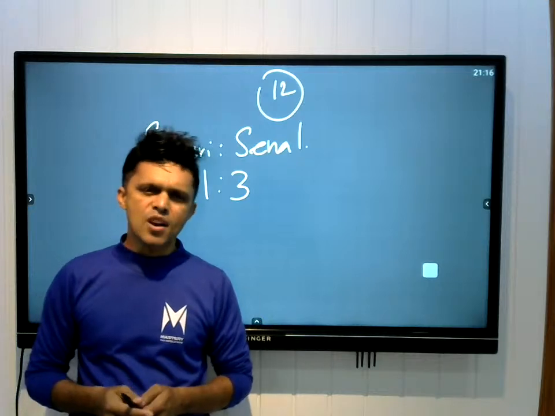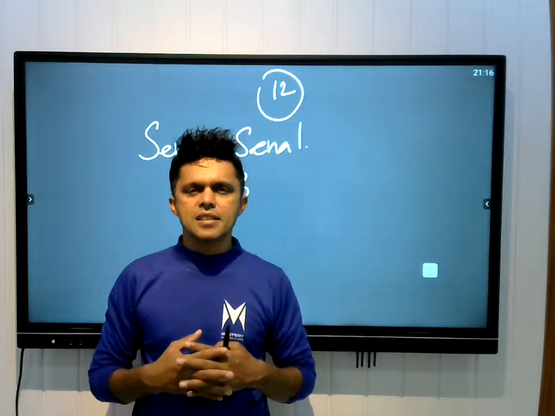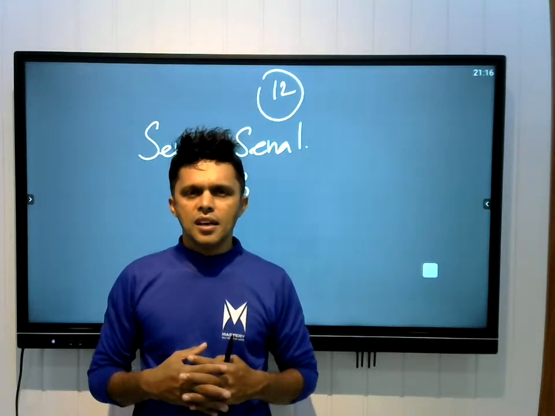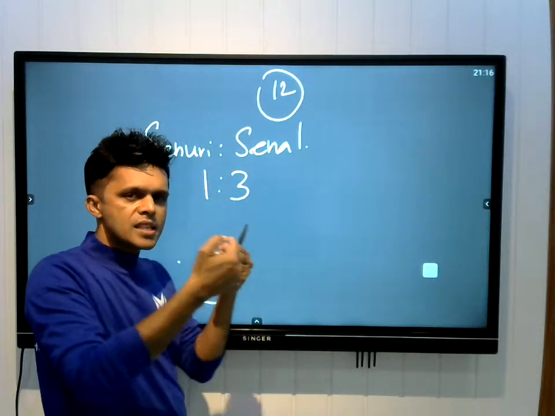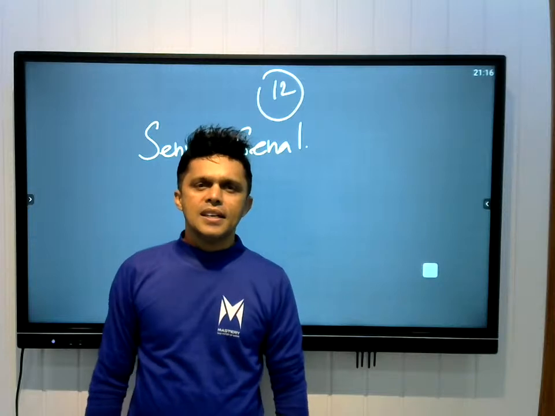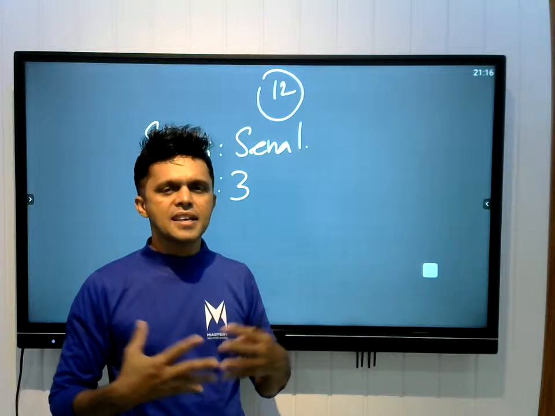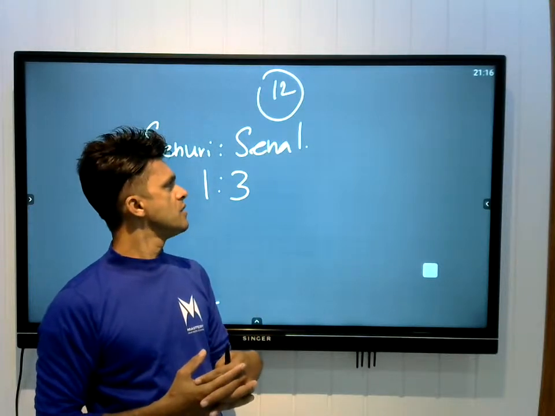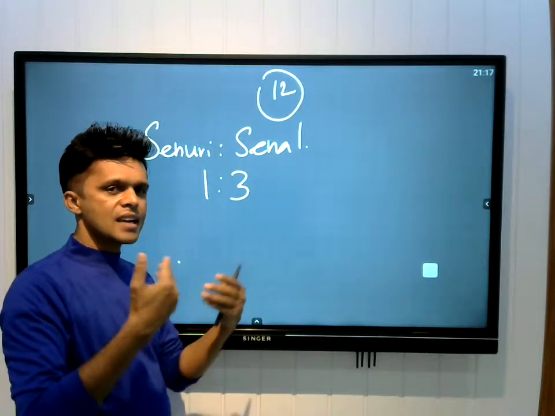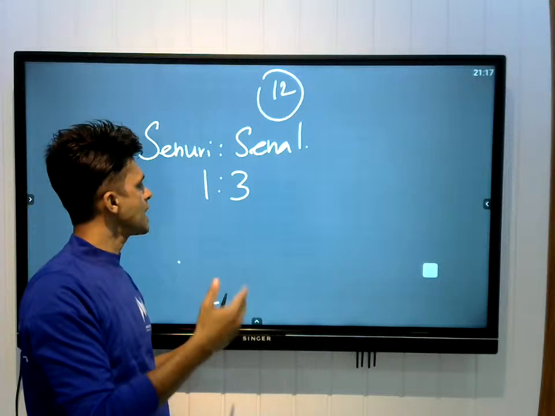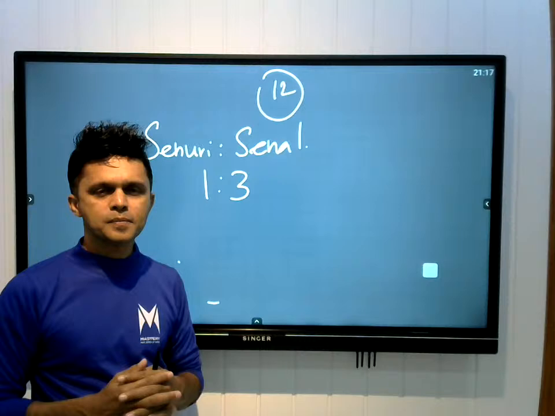Which means, what is the idea of this one? So that broad mangoes are divided. What's the meaning of this? When Senuri takes one mango, then Sena is given 3 mangoes. That's the basic idea.